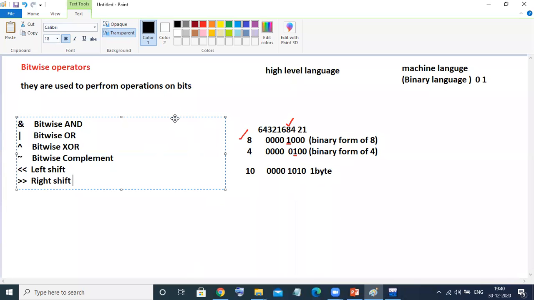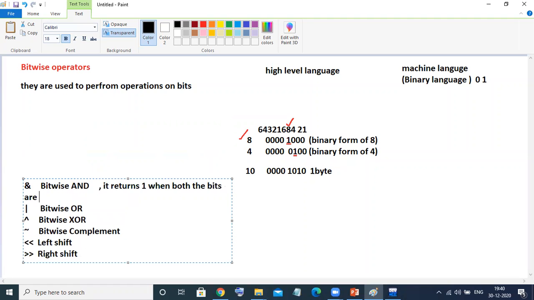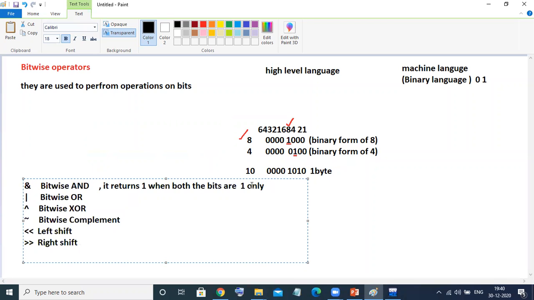Bitwise AND means it returns 1 when both the bits are 1 only. Whenever the corresponding bits are 1 only. If 1 and 1, then the result will be 1. Then bitwise OR returns 1 when either of the bits is 1. It is not required that both the bits be 1 only. I will tell you practically, don't worry about that.